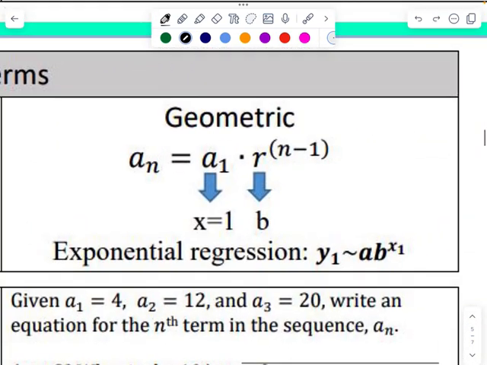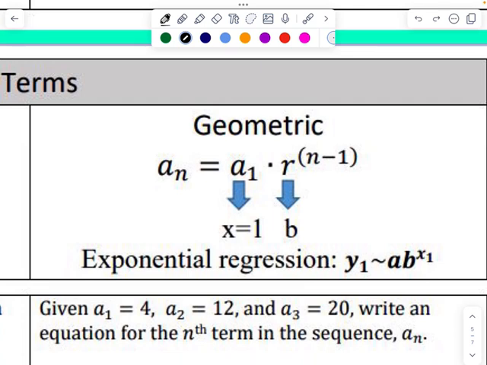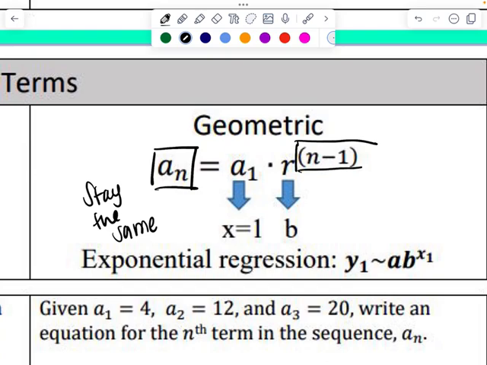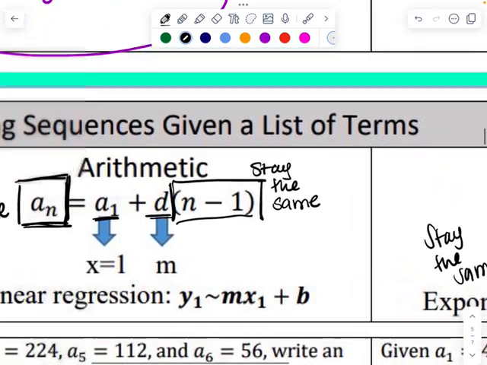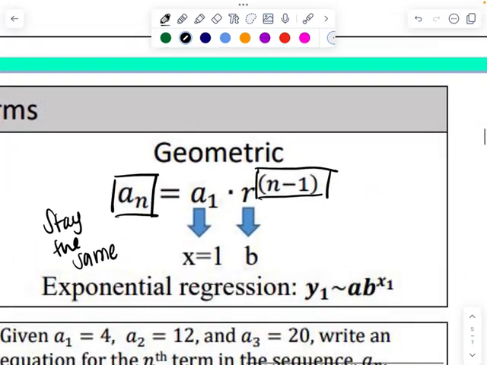On geometric sequences, so if you're multiplying instead, this still stays the same. And this exponent, don't write this nice and big like this one. This one's going to be an exponent. This is also going to stay the same.